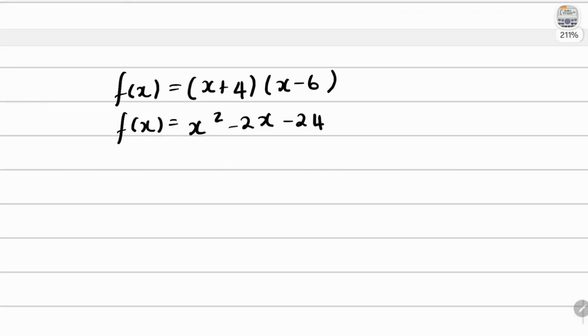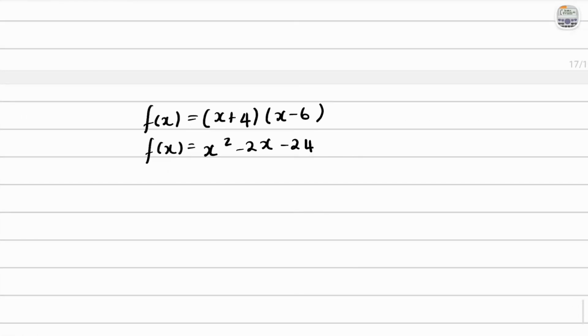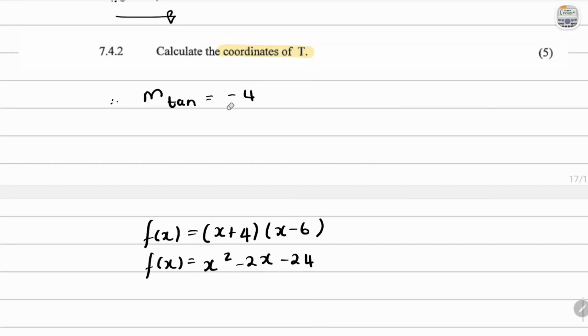So this is what we have. And we're trying to find out where on this parabola we have a gradient of -4, because that would point out where exactly t is, since the gradient of the tangent at t is -4.